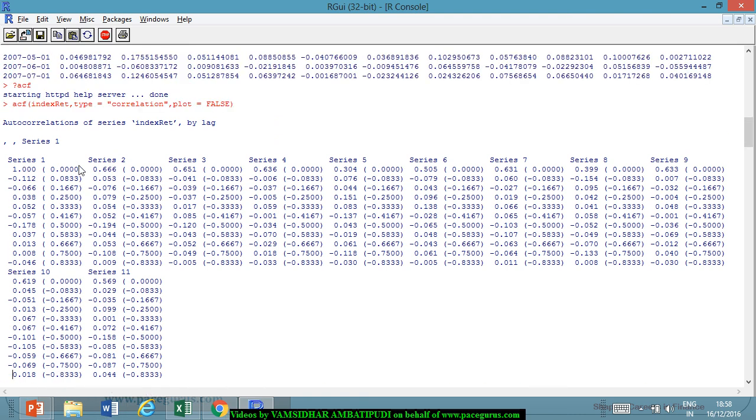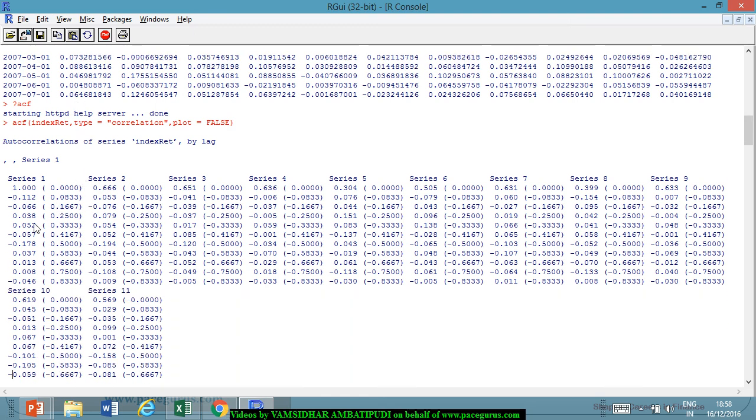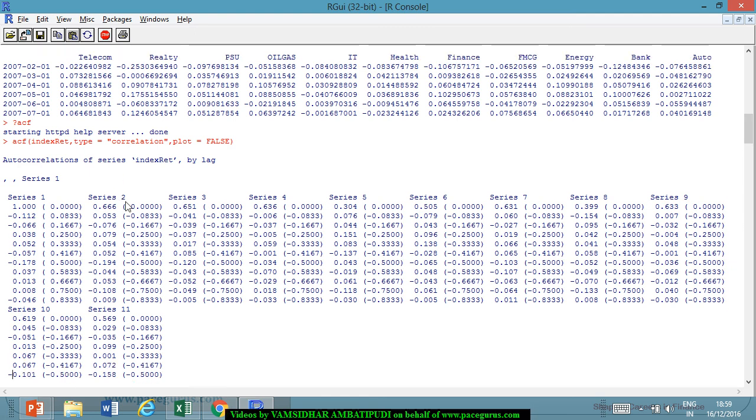Now with series 1, which is the telecom sector, I could see how the autocorrelation has been. For series 1, the autocorrelation is almost negligible: 0.11, 0.06, 0.03, so hardly any autocorrelation. This is what we got even through the Excel sheet. Series 2 is the reality sector, and again we are looking at more or less similar results.